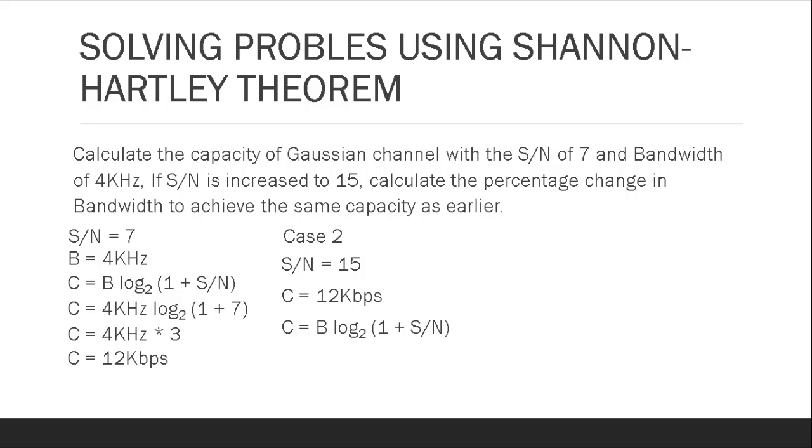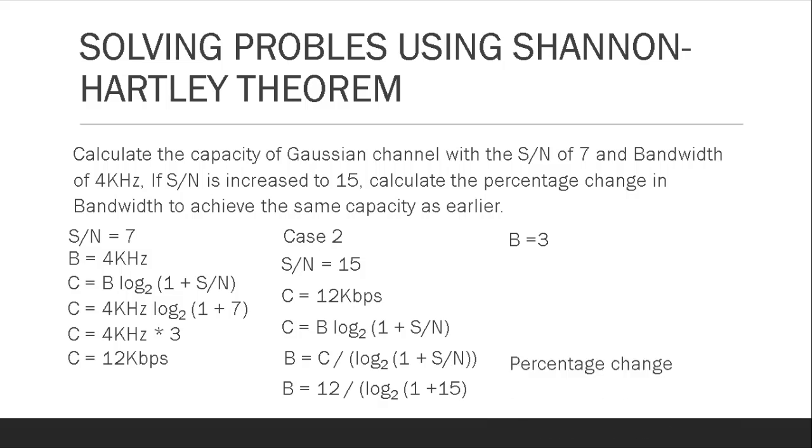That's why we will derive the formula C is equal to B log base 2 of 1 plus S over N to B is equal to C over log base 2 of 1 plus S over N. Then we will substitute the given to their corresponding variables, which will become B is equal to 12 over log base 2 of 1 plus 15. We come up with the answer that bandwidth is equal to 3.